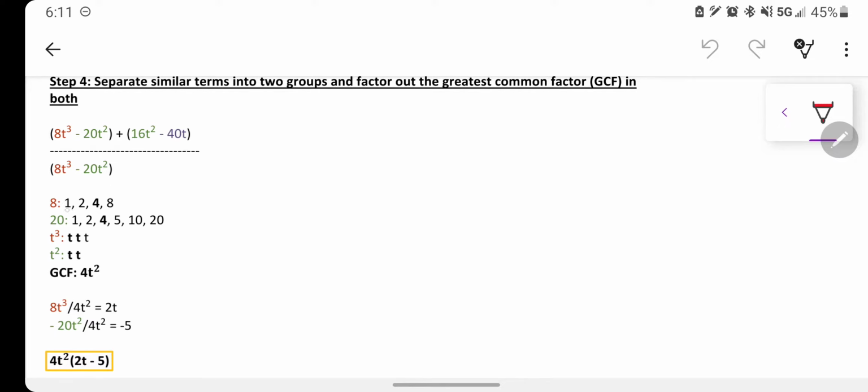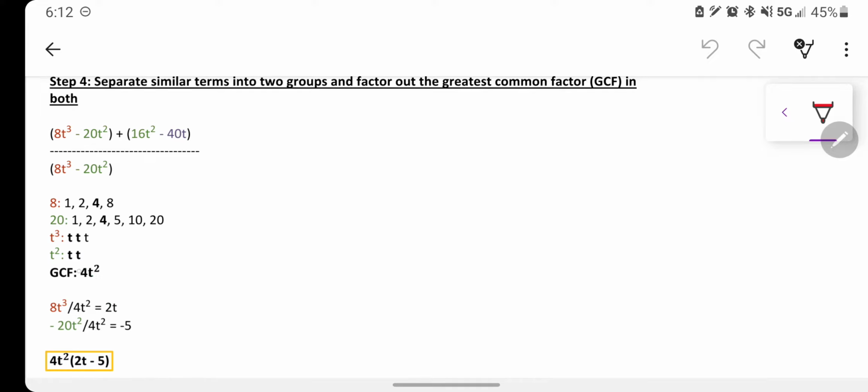Now we're going to look for the greatest common factors of both values. So for the 8 and the 20, their greatest common factor between the two is the 4. So that's why it's in bold. And then for the t to the third power and t to the second power, what they have in common are two t's. So the greatest common factor for the group here is 4t to the second power.